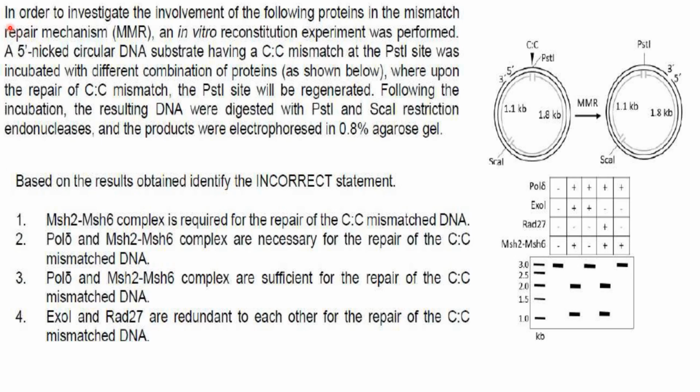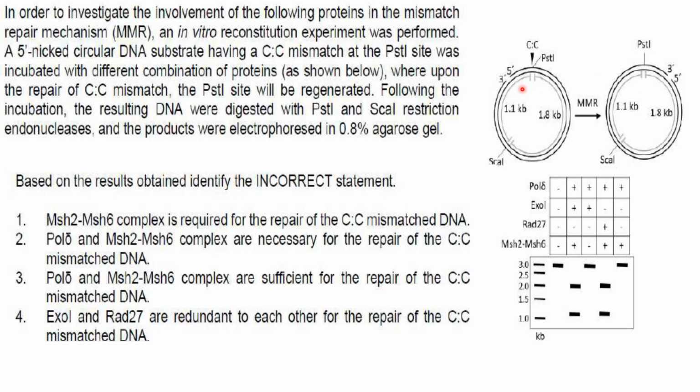So next question. In order to investigate the involvement of the following proteins in mismatch repair mechanism, an in vitro reconstitution experiment was performed. A 5' nick circular DNA substrate having CC mismatch at the PST1 site was incubated with a different combination of proteins. Whereupon the repair of CC mismatch, the PST1 site will be regenerated. Okay, now this is the nicked circular DNA which is having a CC mismatch at the PST1 site. This is the repaired DNA after addition of the mismatch repair enzymes, where PST1 site is recovered or repaired.